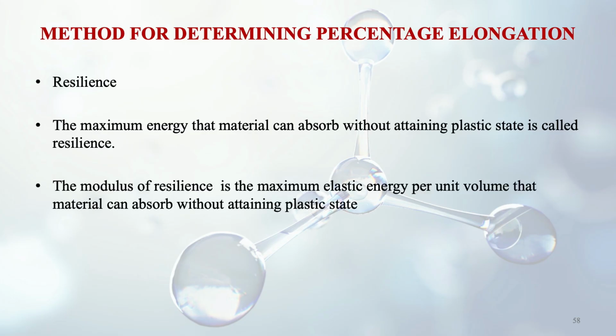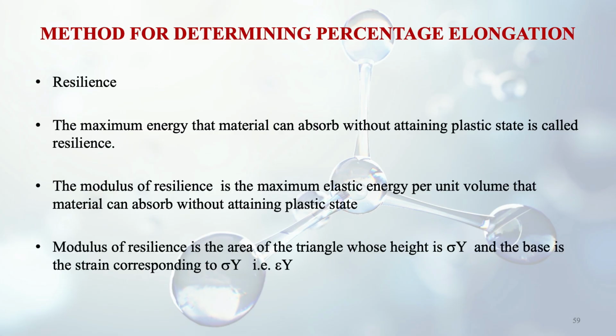So modulus of resilience, how is it defined? It is the maximum elastic energy per unit volume that material can absorb without attaining plastic state. And modulus of resilience is given by half into sigma y into epsilon y. Let me explain what is sigma y and epsilon y. Sigma y is the yield stress, because it is not going into the plastic region, that's why only up to the yield region.